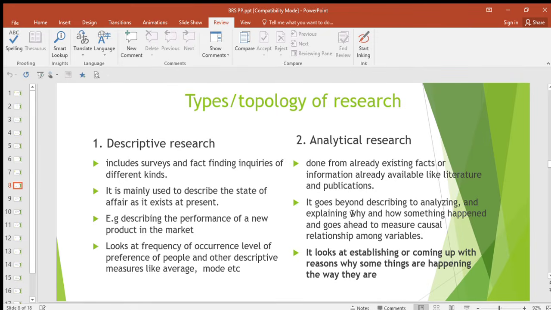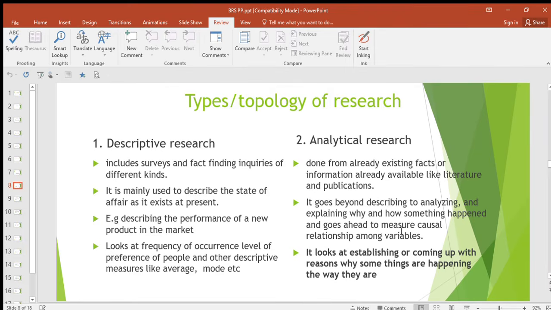It goes beyond describing to analyzing and explaining why and how something happened, and goes ahead to measure causal relationships among variables. We said we have two variables, the independent and then the dependent variables.